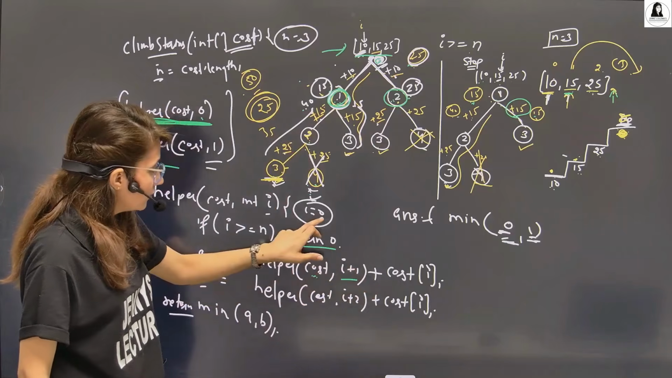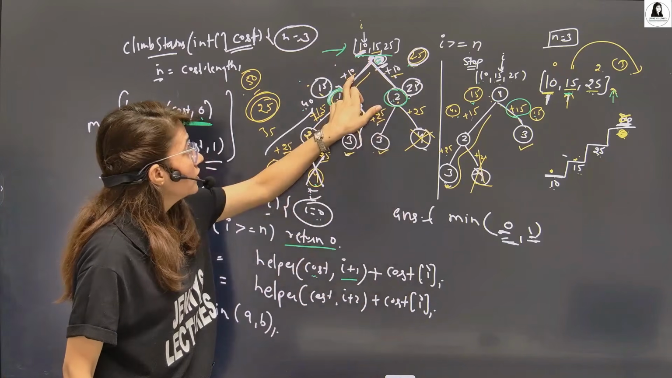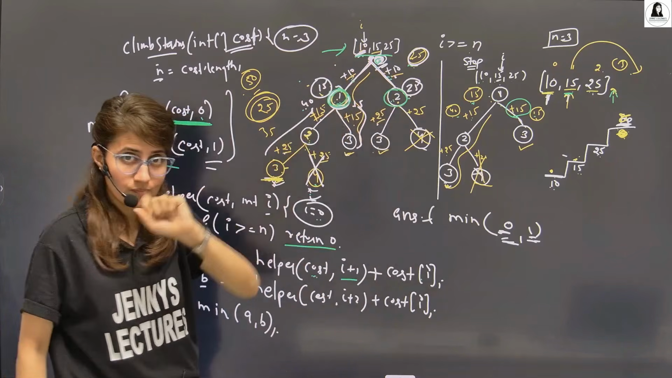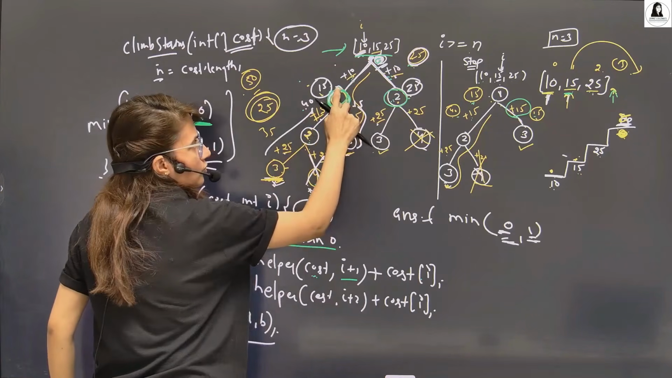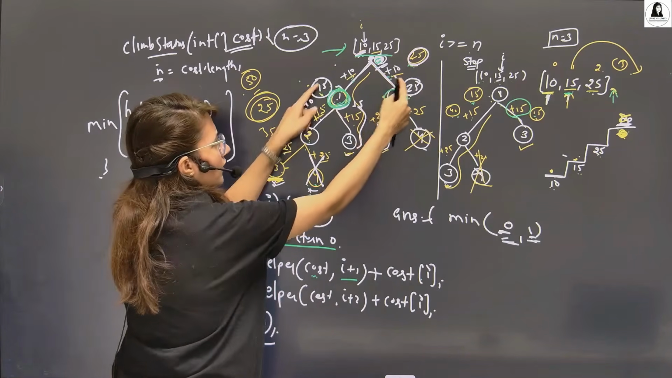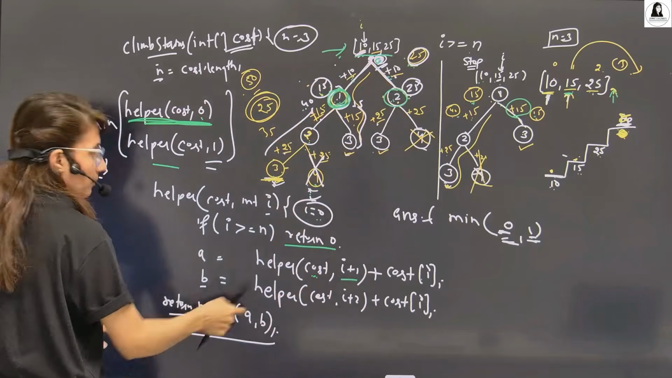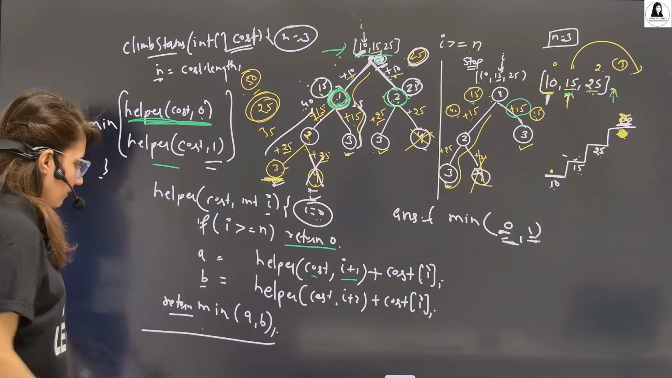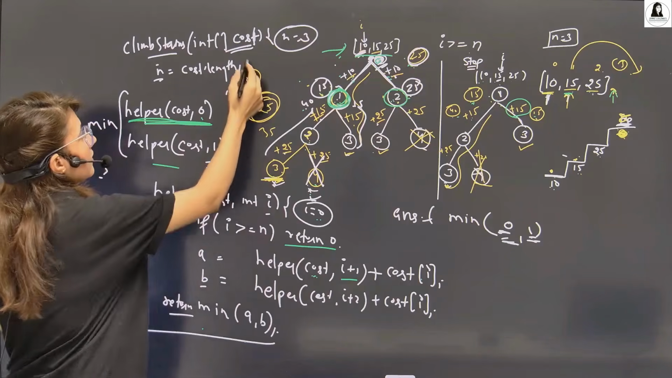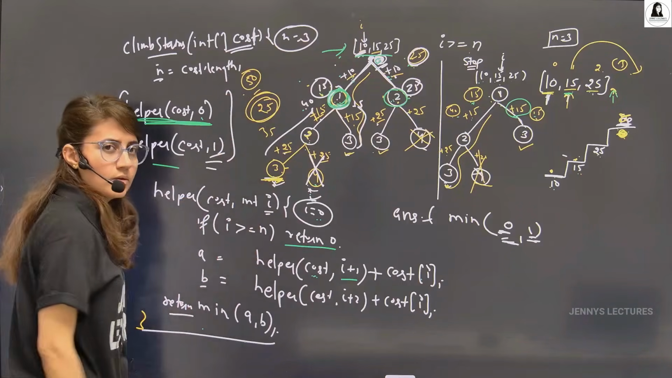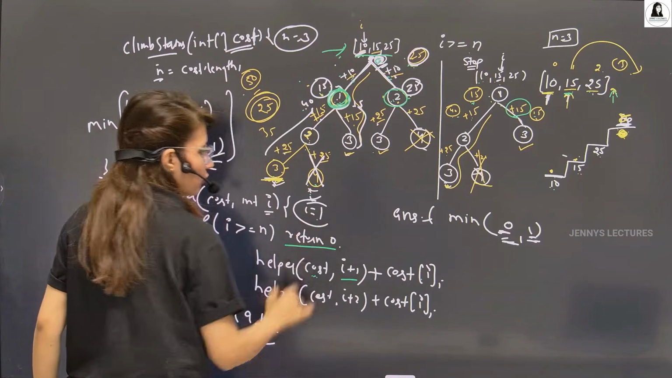Cost of I means when I is 0, so cost of 0. Cost of 0 is 10. So we add this also. Now return the minimum. Whatever cost is here, that is 15 you get, 25 you get, we add 10, 10, and then return the minimum of A and B. That's how we call it recursively. Suppose we are calling at 1, so I is 1.